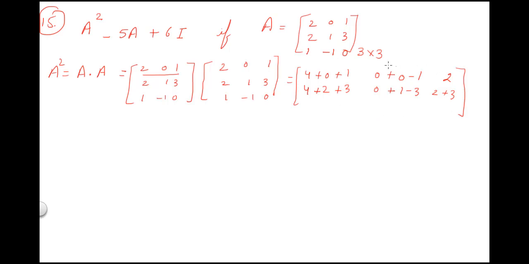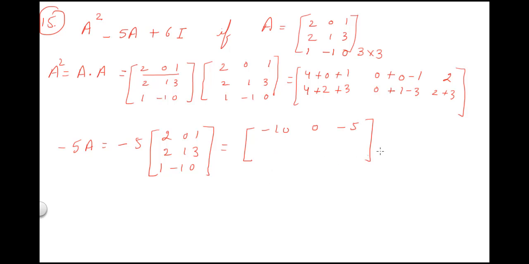Clear? So after finding A square, you will find minus of 5A. How will you find minus of 5A? We have to multiply each and every entry of the matrix with minus 5. So we will multiply like this. First write down the matrix. I'm just doing it for one row so that you have an idea for the others. If I multiply the first row with minus 5, I get minus 10, 0 and minus 5. Similarly, you can write the other entries here. Clear?